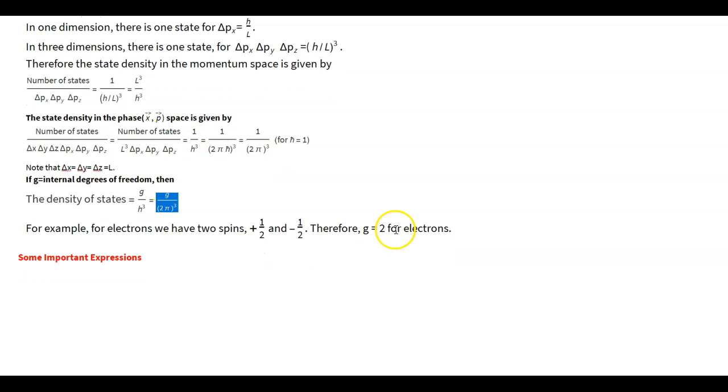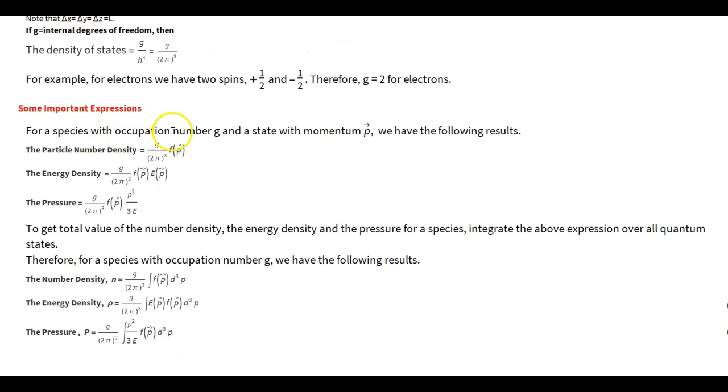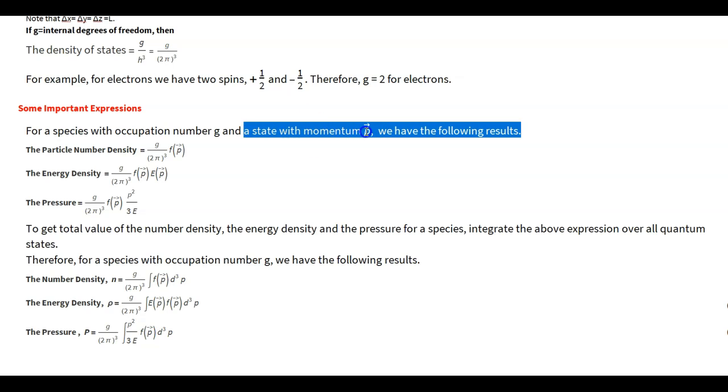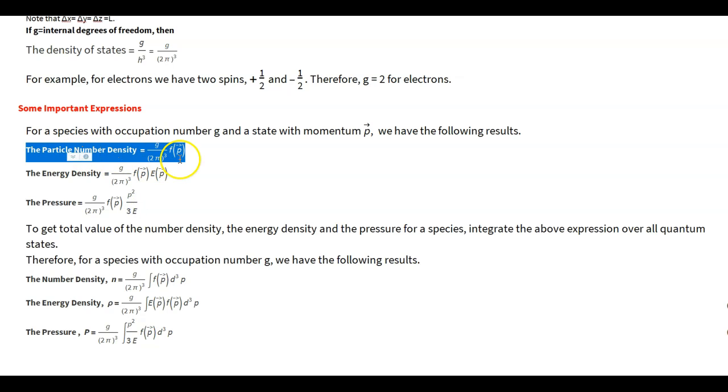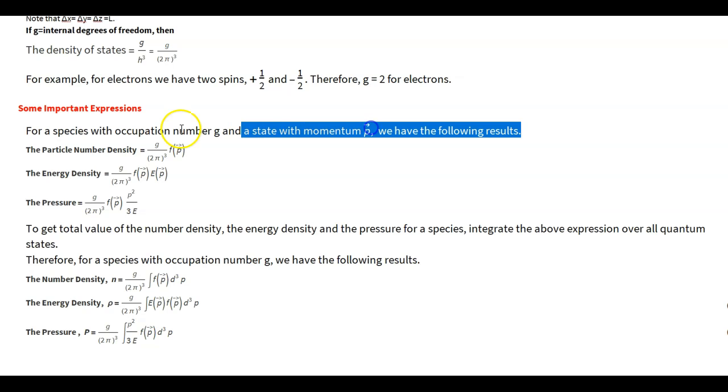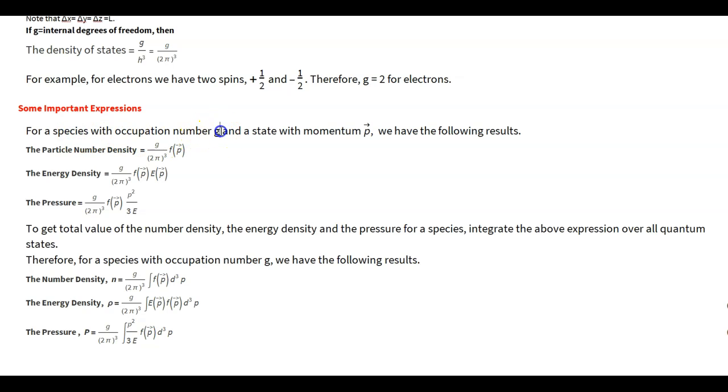Now let us look at some of the important expressions. For the first 3 expressions, let us focus on one state with momentum p. So we are taking one species whose occupation number is g and focusing just on one state with momentum p.